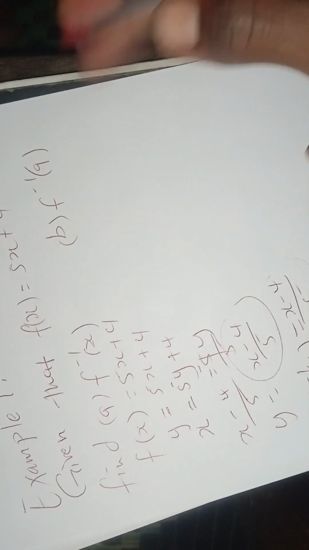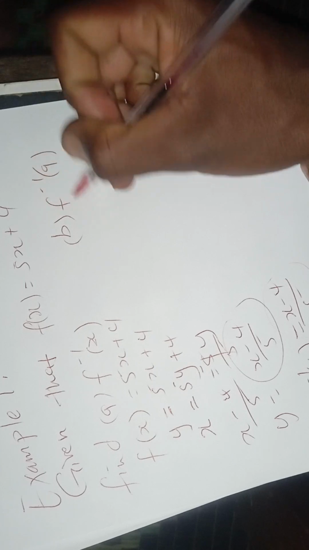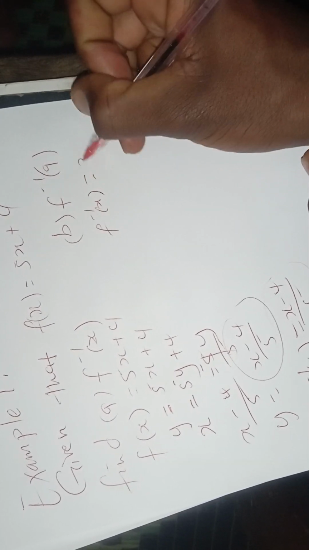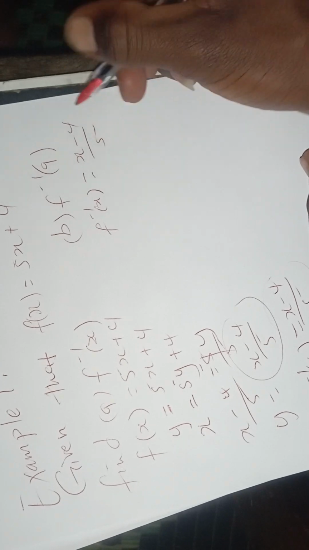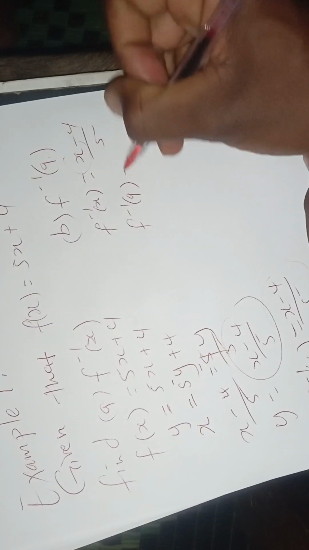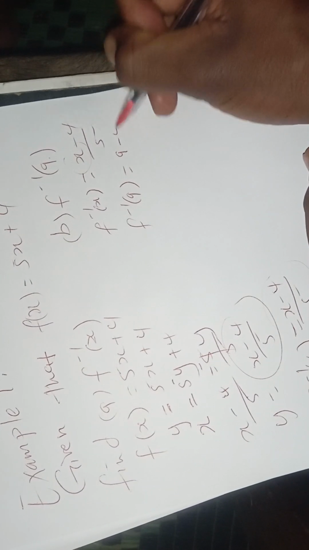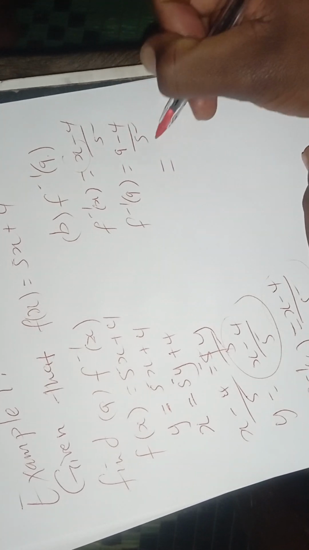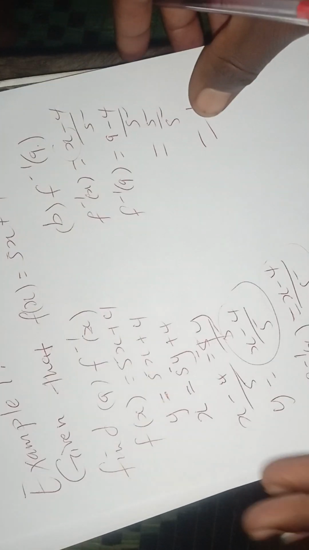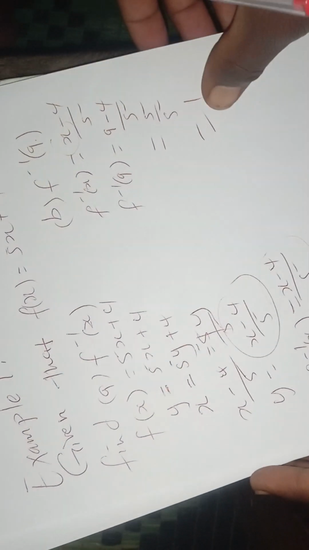So to get the f inverse of 9, we simply bring the inverse function, which is x minus 4 over 5. On the value of x, we substitute 9. This is f inverse of 9, which is equal to 9 minus 4 over 5, which gives us 5 over 5, which is 1. So this is how we find the inverse of a function.